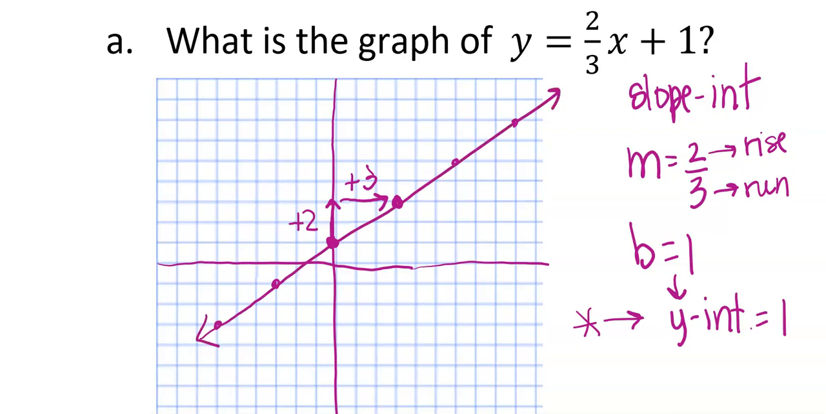So it looks like that. So no more XY tables. We don't like to do those. It's very easy to make a mistake that way.